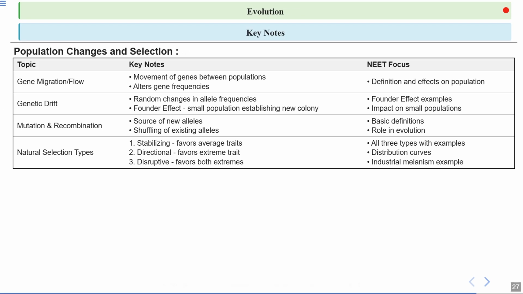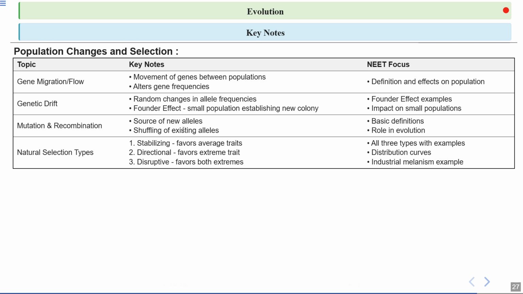Okay, we also talk about population changes and selection. These are the factors which affect the Hardy-Weinberg equilibrium. First is gene migration, or gene flow. What is gene migration? Movement of genes between populations. It alters the gene frequencies. For the NEET exam, you should know the definition and effects on the population. The second factor was genetic drift, which is a random change in allele frequencies.